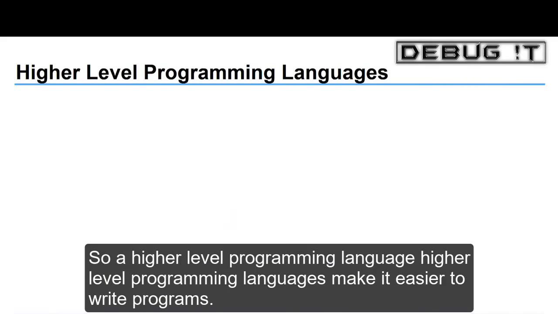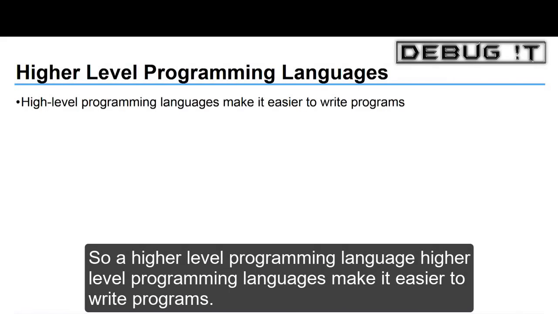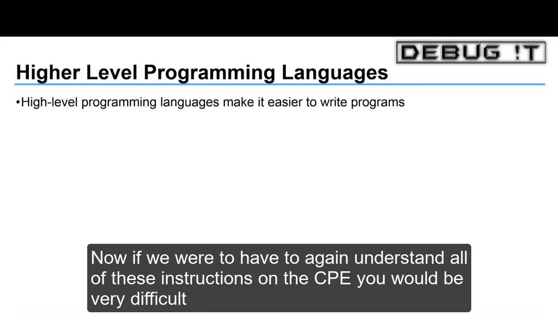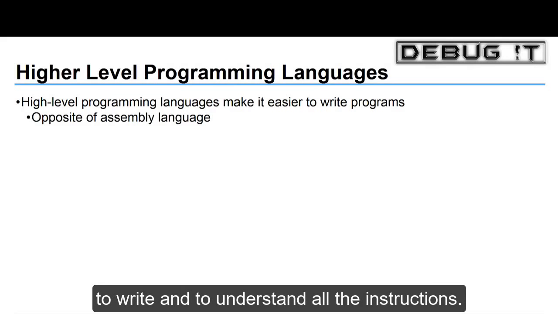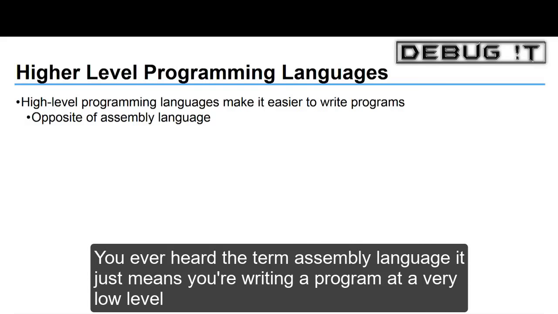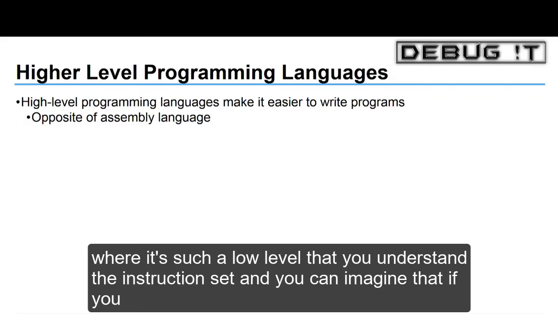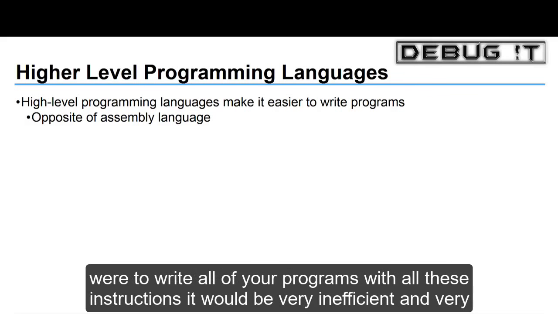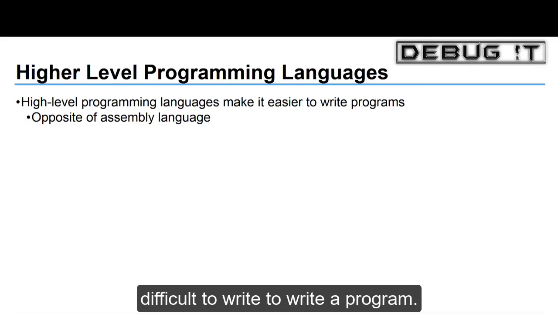So, a higher level programming language. Higher level programming languages make it easier to write programs. If we had to understand all these instructions on the CPU, it would be very difficult to write programs. To understand all the instructions usually means assembly language. If you've ever heard the term assembly language, it just means you're writing a program at such a low level that you understand the instruction set. You can imagine that if you were to write all of your programs with all these instructions, it would be very inefficient and very difficult to write a program.